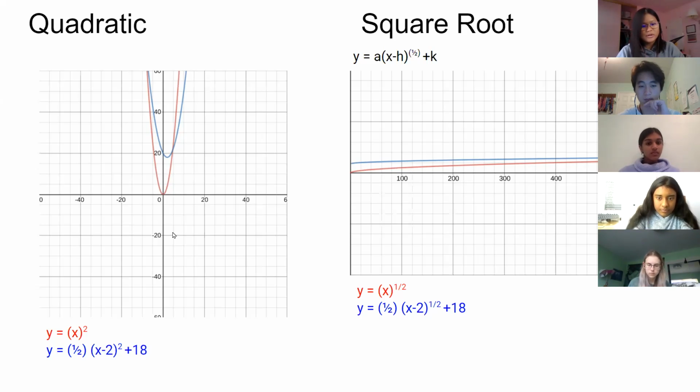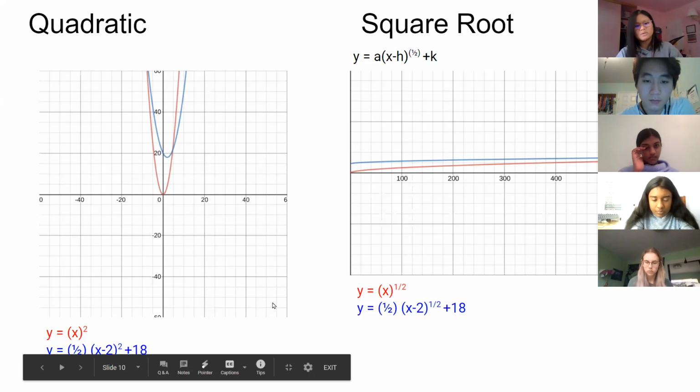So for example, subtracting 2 will make the equation move to the right 2, plus 18 will make the equation go up 18, and this half will make the equation wider. Now, we have the next one, square root, where the equation is y equals a times (x minus h) to the power of 1/2 plus k.